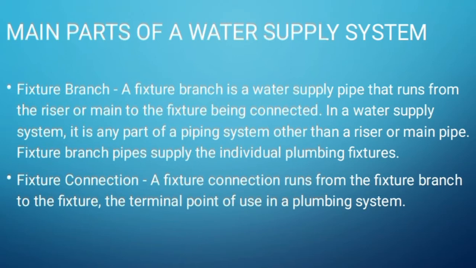Next is fixture connection. Fixture connection runs from the fixture branch to the fixture, the terminal point of use in a plumbing system. In a fixture connection, terminal points are accompanied by various devices. Example, a shut-off valve. A shut-off valve is typically located in the hot and cold water supply at the fixture connection.